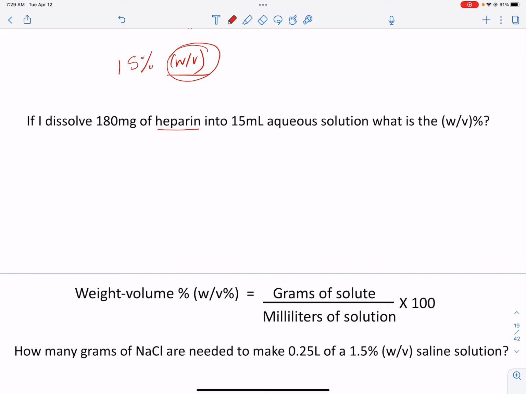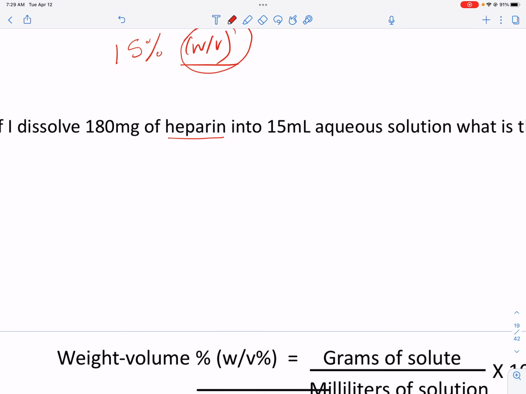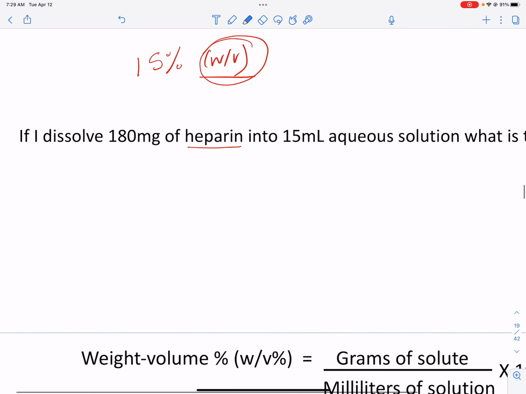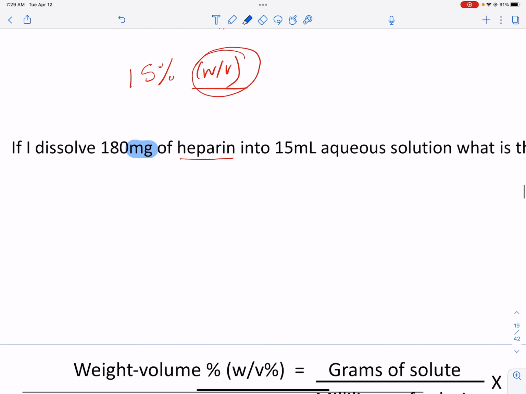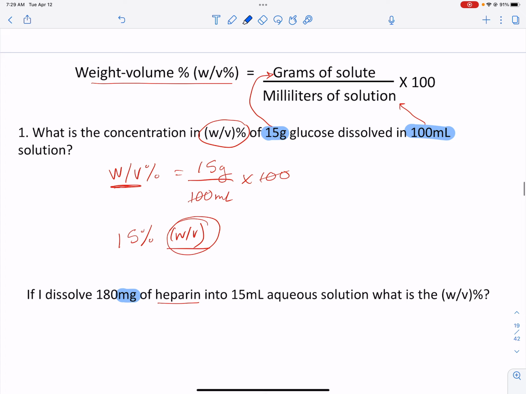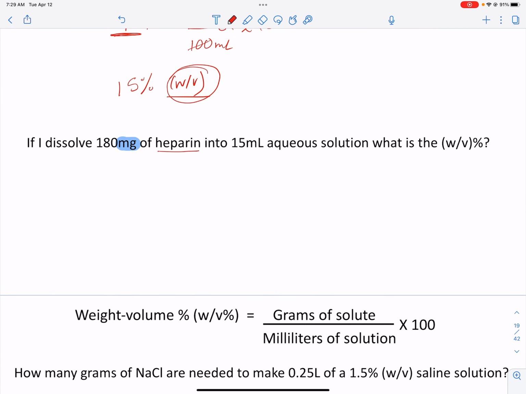But if we dissolve 180 milligrams into 15 milliliters aqueous solution, what's the weight volume percent? Now, again, look at your units. One thing you might notice here is we're not starting with units of grams like we did in this other problem. We started with 15 grams of glucose. Here, we're starting with milligrams. And our equation says it's got to be grams of solute per milliliter of solution. So before we just plug these numbers into the equation and solve for the percent, we first need to convert this to grams. And this should be very easy for you guys.